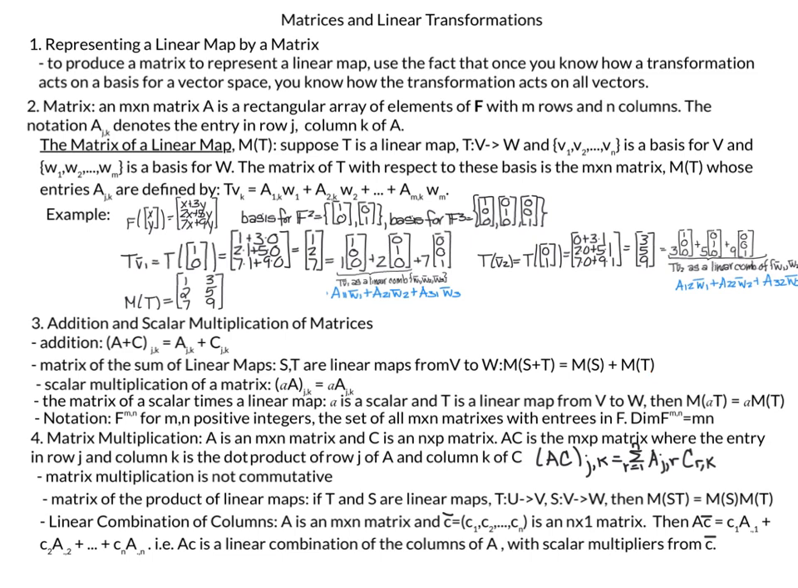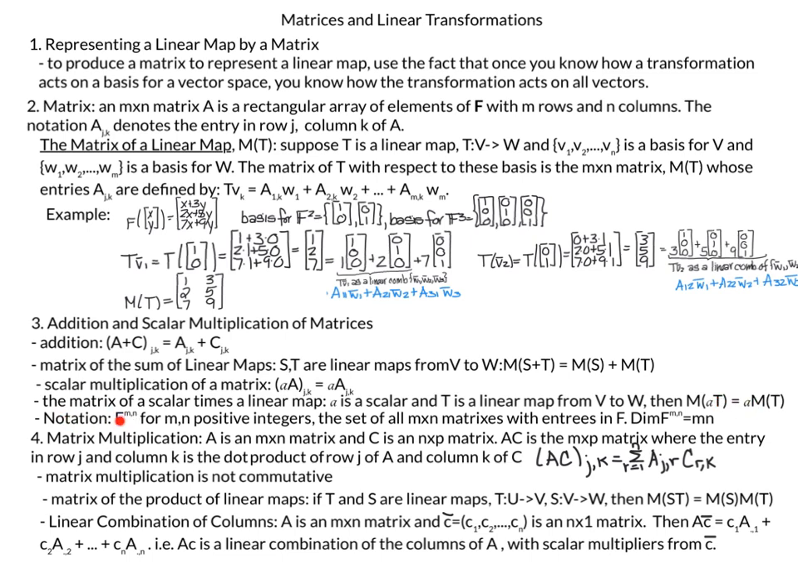is equal to the matrix representing S plus the matrix representing T. Similarly, for scalar multiplication of a matrix, if alpha is a scalar times A, then each entry is multiplied by the scalar alpha. We can use this to define the matrix of a scalar times a linear map. So if alpha is a scalar and T is a linear map from V to W, then the matrix representing alpha times T is equal to alpha times the matrix of T.